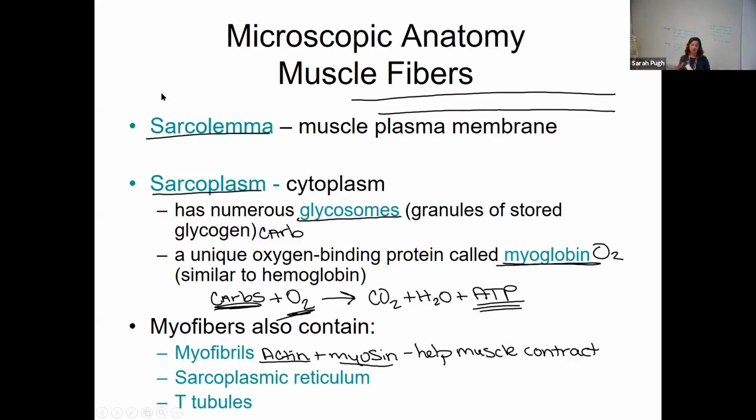You also have some other things. You have a sarcoplasmic reticulum. That should sound really familiar to you, right? A sarcoplasmic reticulum is basically what we find in our muscle cells, the equivalent of what we find in our body cells. And then we also have something called T-tubules, and I'll walk you through those, okay?